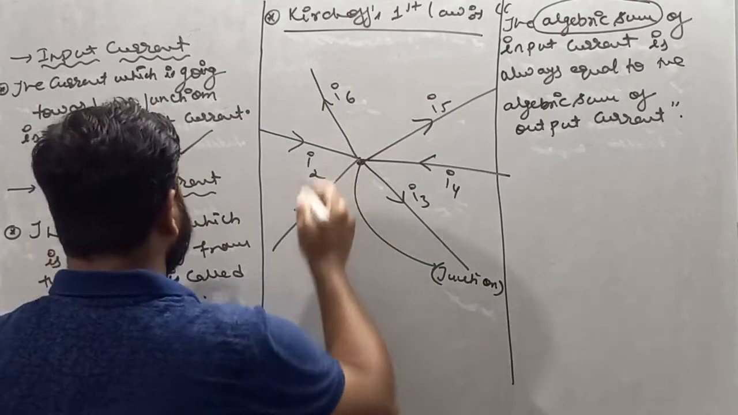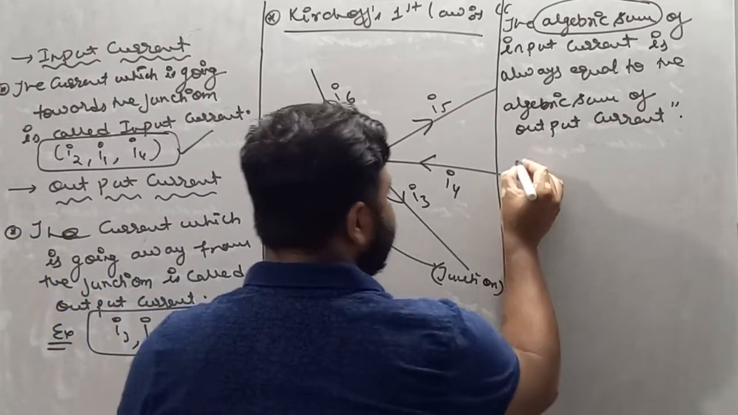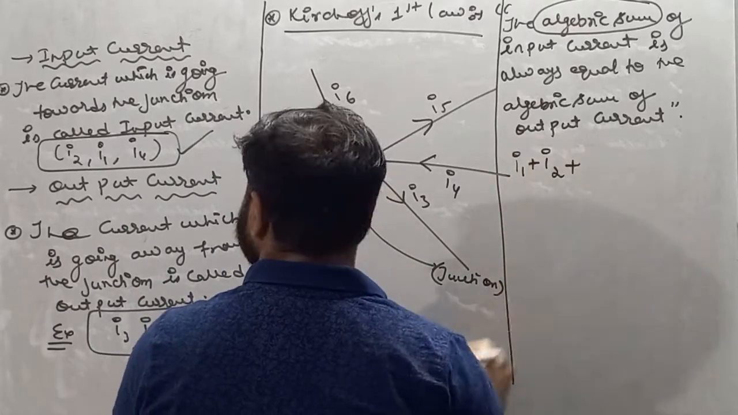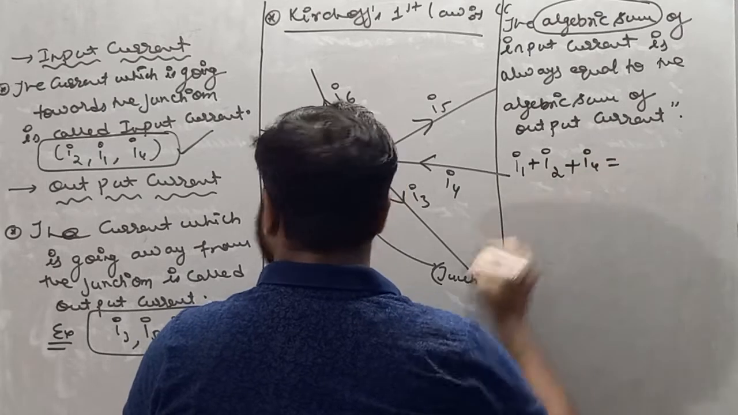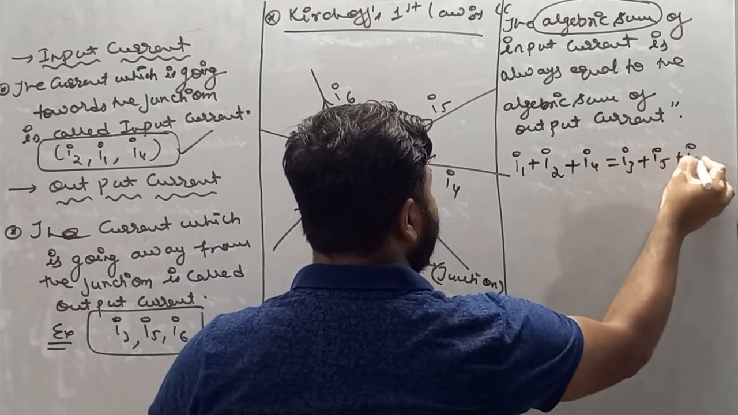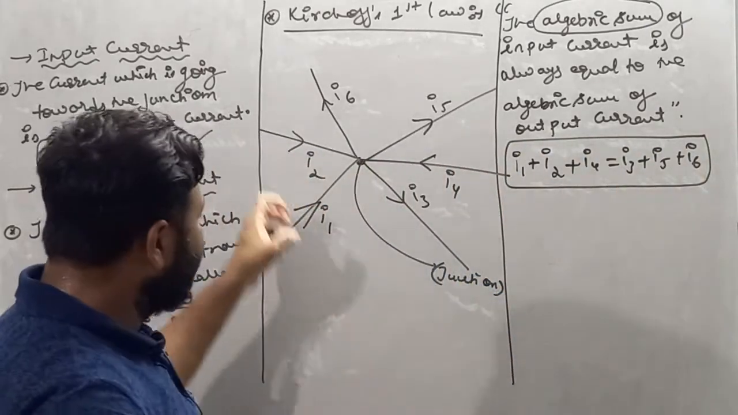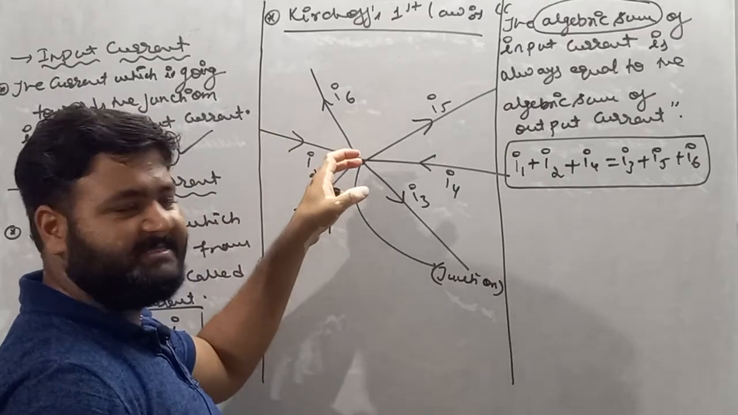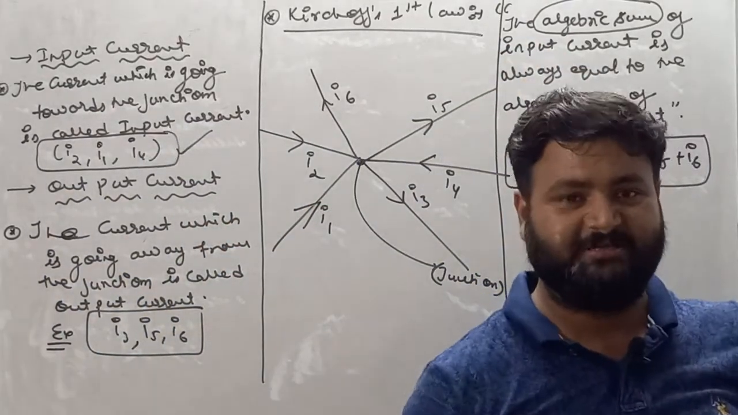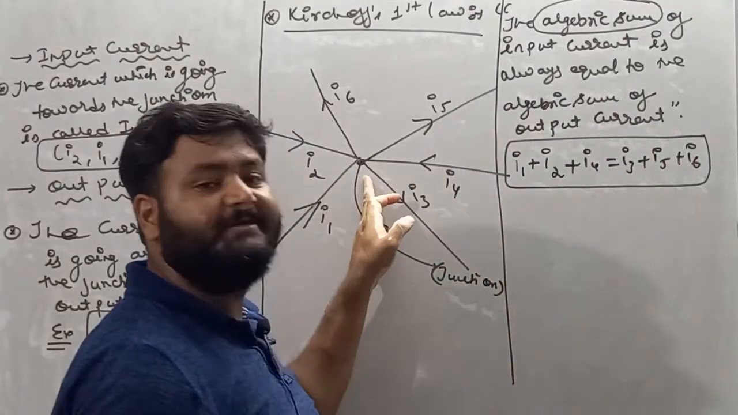So see which current is input current? It is I1, I2 and I4. So the algebraic sum of input current means I1 plus I2 plus I4 is equal to I3 plus I5 plus I6. This is what the first law says. The amount of current coming towards the junction is equal to the amount of current going away from the junction. So no current is left at the point called junction.